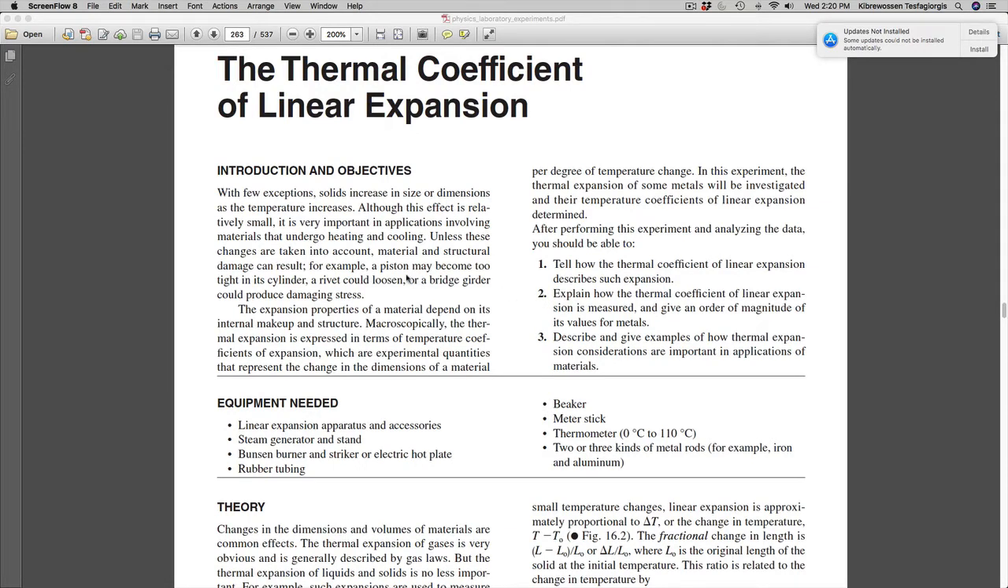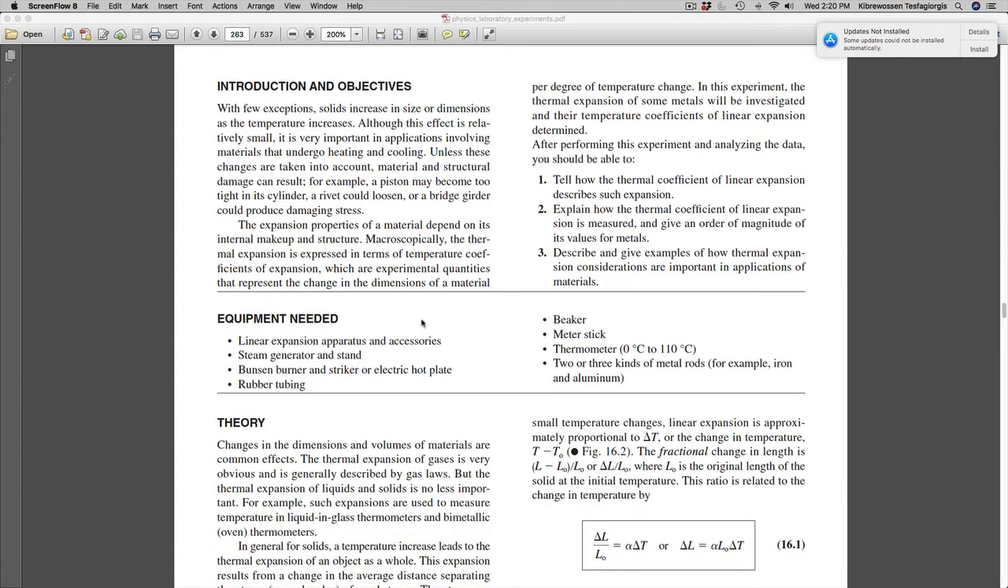This is a very short instruction video for the linear expansion of a solid material. So in today's experiment, what we're trying to find is the thermal coefficient of a given material or a given metal.